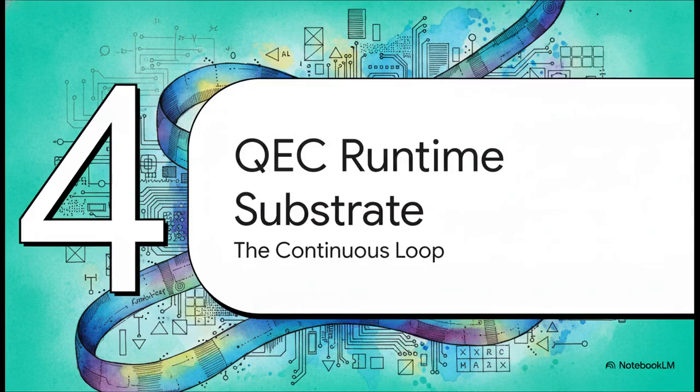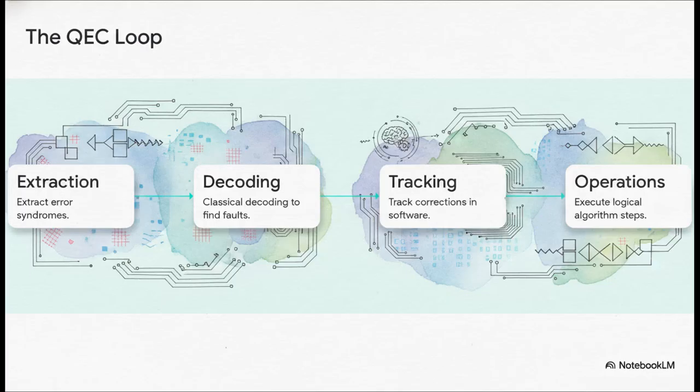Let's look at how this runs in practice with Section 4, the QEC runtime substrate. Shifting focus to this software execution loop running beneath your high-level program, we find that the QEC runtime substrate is not some static program. It's a rapid-fire operational loop managed by classical systems. Step 1 is syndrome extraction. Step 2 is classical decoding to figure out what just went wrong. Step 3 is correction tracking, which is often just updating a software frame rather than physically flipping a qubit back. And Step 4 is executing the logical operations. This loop has to fire continuously, incredibly fast, just to keep the logical qubit alive.